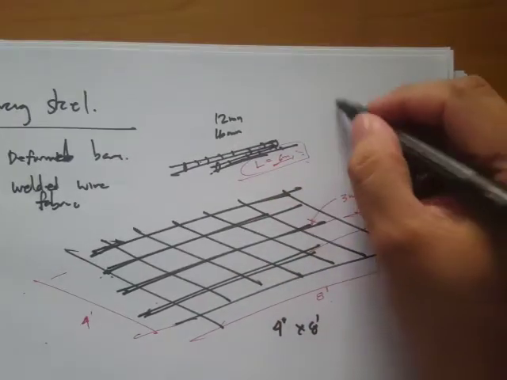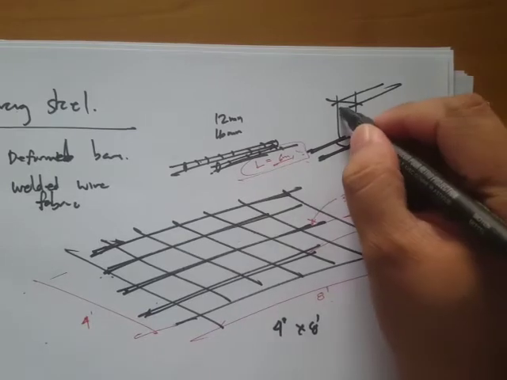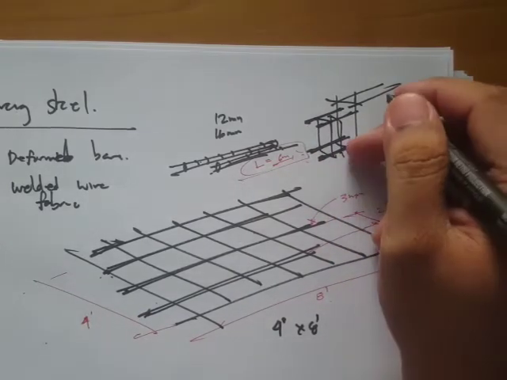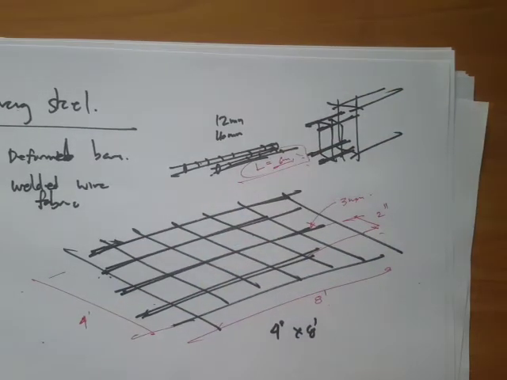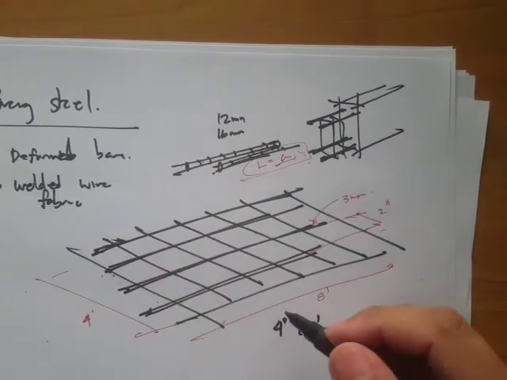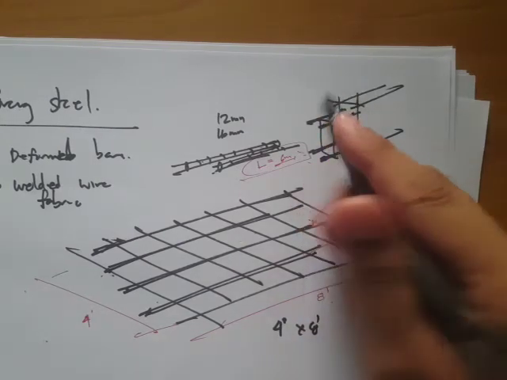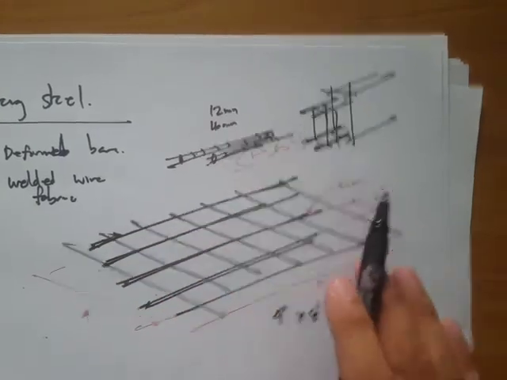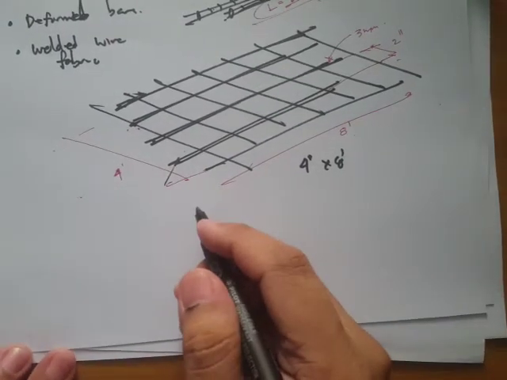So for beams, if you notice in a beam cross section, you get rebars here, and then the stirrups. They're made up of deformed bars. For planar members, let's say walls or probably slabs, then this one can be used. But in our course, we'll only focus on this type of reinforcing steel. Okay, so the deformed bars, or rebars, or reinforcement bars.